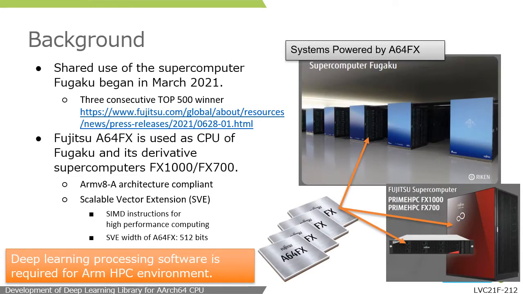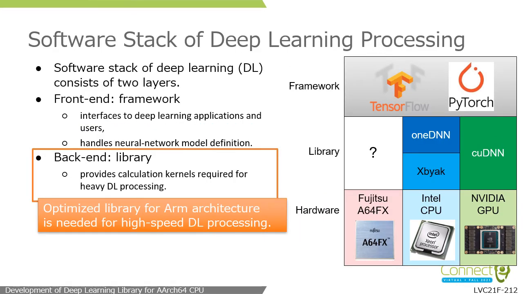The supercomputer Fugaku was put in service in March of this year. Fugaku is a 3 consecutive Top500 winner for the last 2 years. Fujitsu A64FX is used as the CPU of Fugaku, which complies with the Armv8-A architecture and supports scalable vector extension instructions for HPC. I am developing software to accelerate deep learning processing in Arm HPC, especially for Fugaku and its derivative systems. This figure shows the software stack structure of the deep learning processing.